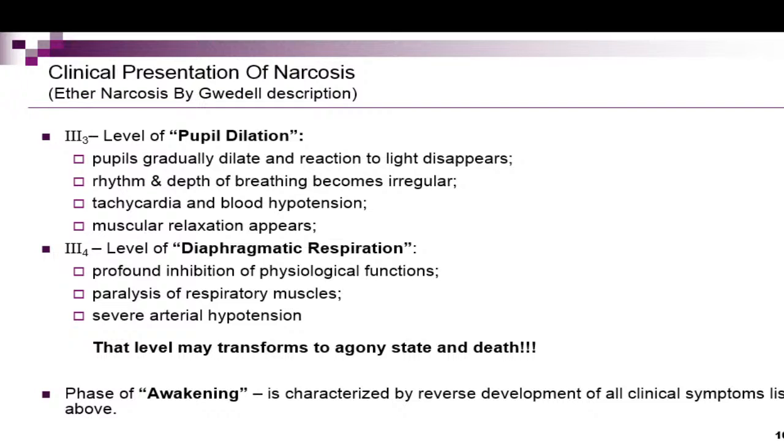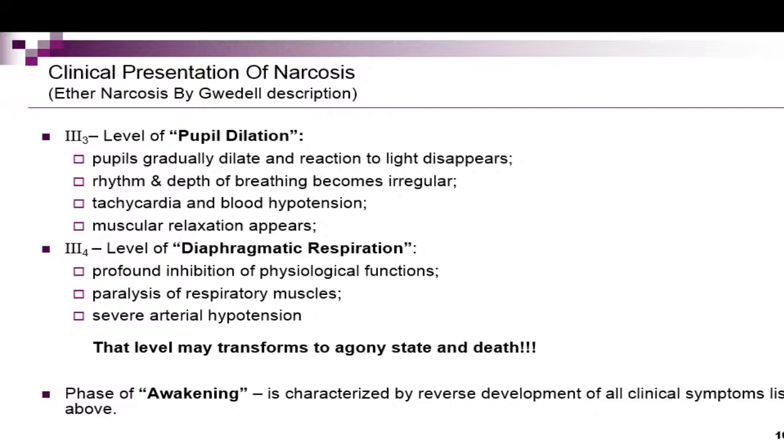And fourth level of surgical sleep is a level of diaphragmatic respiration, characterized by profound inhibition of physiological functions, paralysis of respiratory muscles. If the patient is not intubated, he may die due to absence of ventilation of lungs. And the patient shows very severe arterial hypertension. Very strong brain hypoxia begins in fourth level. This is toxic level of the narcosis. That level may transform into agonal state and death.